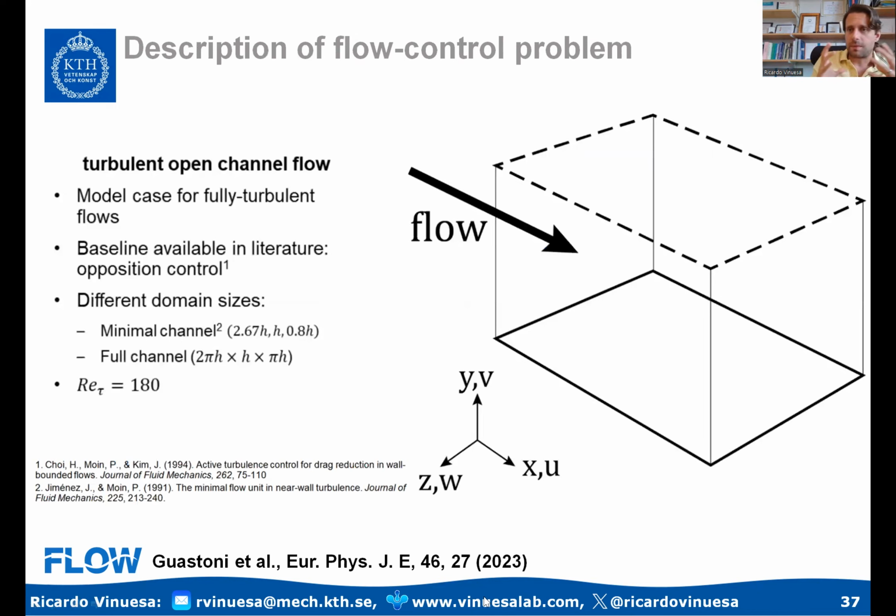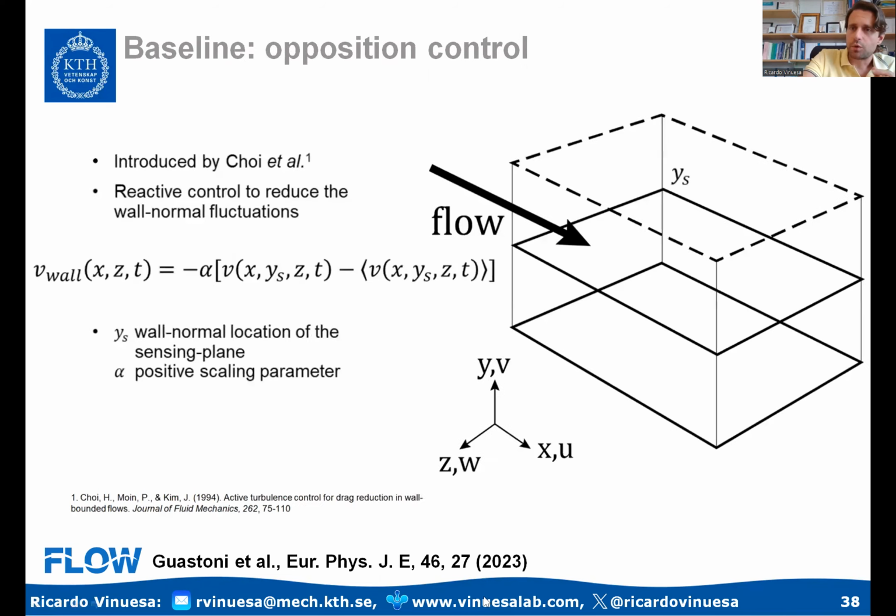So we consider a turbulent minimal channel at Re_tau 180, and also a full channel at Re_tau 180 as our case, basically. And we want to compare with opposition control. In opposition control, in the near wall region with some sensing plane, you want to sense the wall normal fluctuations. And then what you want to do is impose at the wall the opposite fluctuations. So you really want to, in a way that is relatively simple, inhibit the presence of those fluctuations by opposing them.